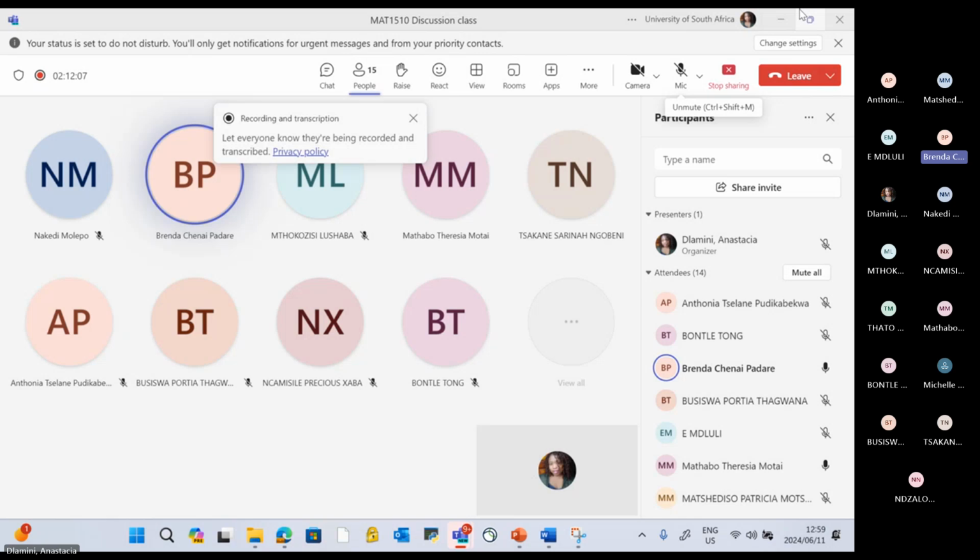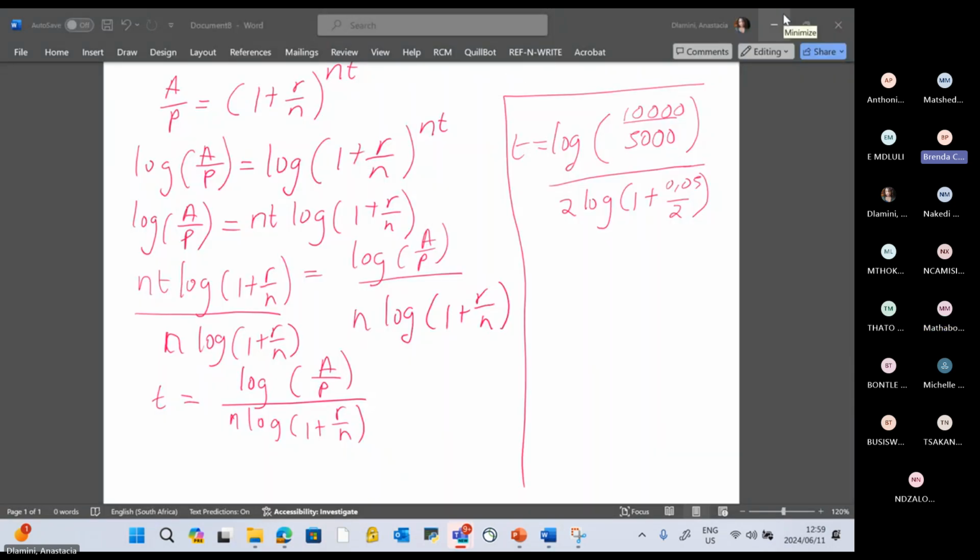After you divided by 5,000, where you get 2 on the other side, right? On the bracket there, what did you get? The total of my bracket is 1.025. And you still have the exponent 2t. Yes. So this is where you introduce your log, right? How did you introduce it? What law did you apply here?